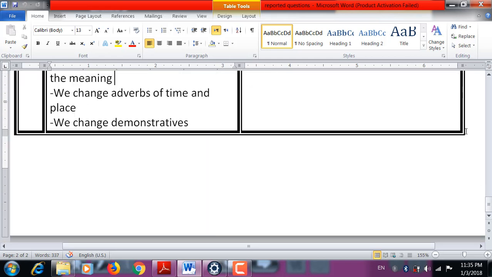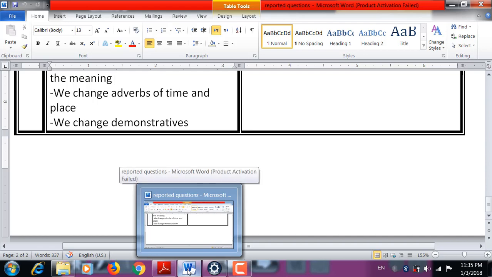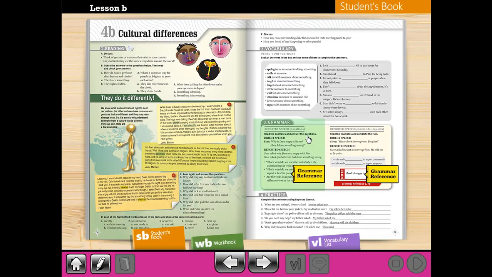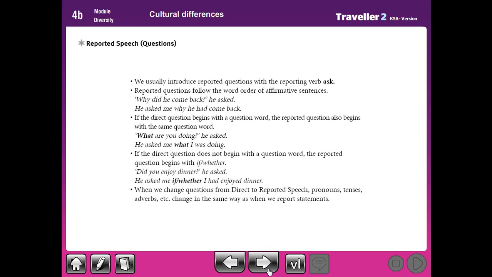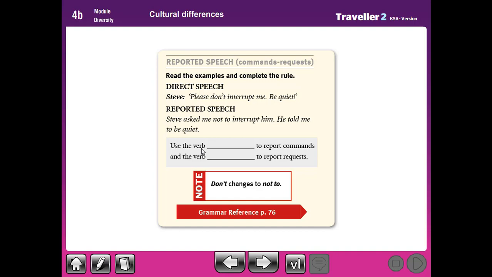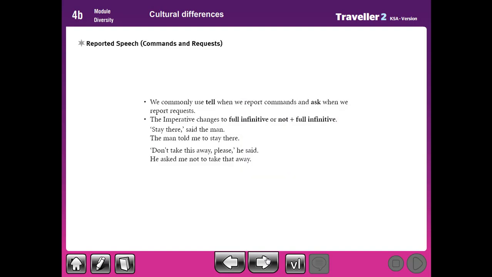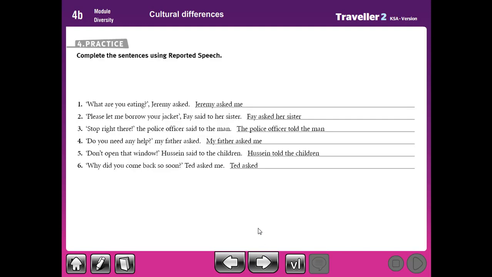This is how to change the direct command and request into reported ones. Now let's go to our lesson. We have here the explanation of what we said. We use tell to report commands, as we said. And to report requests, we use ask. That's very good. Don't changes to not to, as we said. We have here how to use the full infinitive and so on.